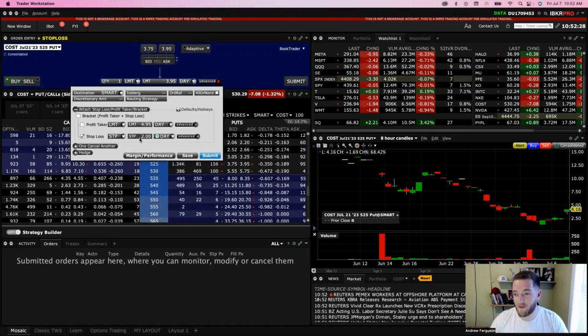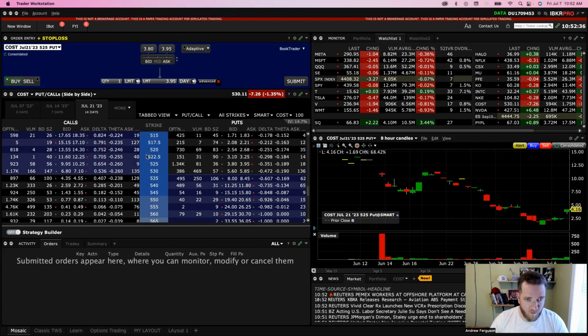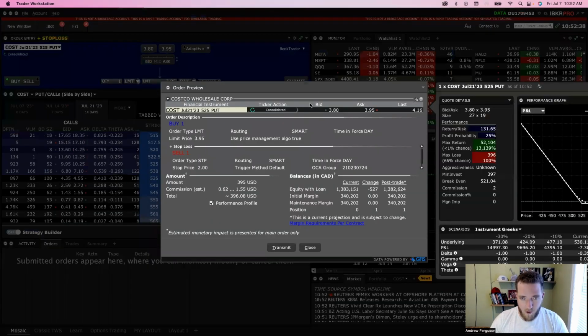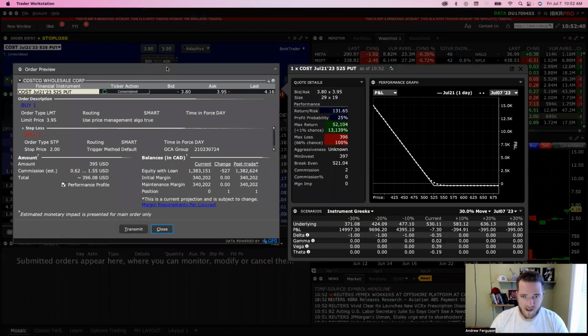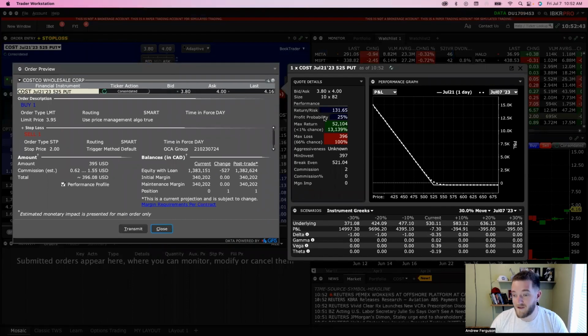We think we have a good idea of the market going in the right direction. We're going to go ahead and lose potentially half of our position, $2 times 100, so 200 bucks. And then we go in and click margin performance, and we want to have our performance profile clicked on. Right here, we would see that our profit probability is 25%, so not great. Our max return there, 52K. If the stock goes to 0, that's our max profit. Max loss, again, 396. We have that stop loss in play as well, so it'll be 200 bucks, not 396.